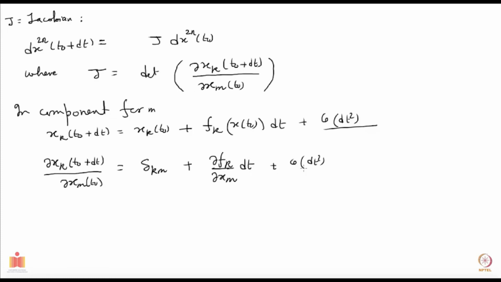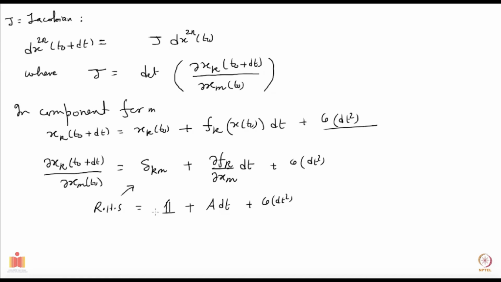Now, if I want to write the same thing using matrix notation, then the right hand side you can write as the identity matrix plus dt times a matrix, which I will denote by matrix A. The matrix A has as its components delta f_k over delta x_m times dt, and you have other order dt squared terms.